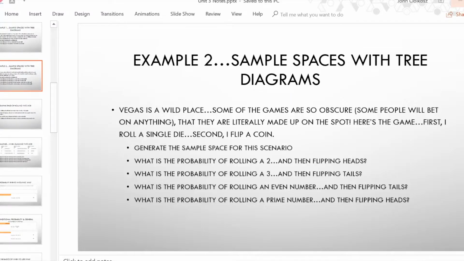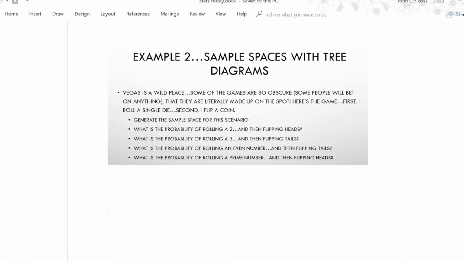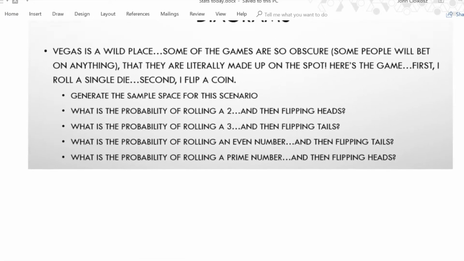Alright, so what we're going to start with today is another example about making a tree diagram in our sample space. So for our scenario here, we have a game where first we're going to roll a dice and then flip a coin. So we're going to go ahead and work on the different parts of this example together, which I just copy and pasted over here so we have a little bit more room to write.